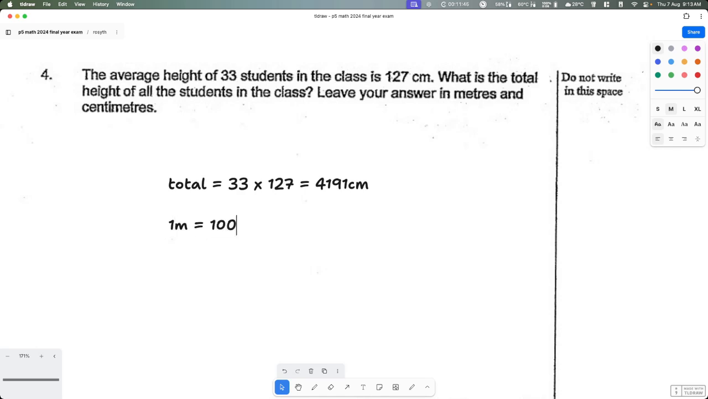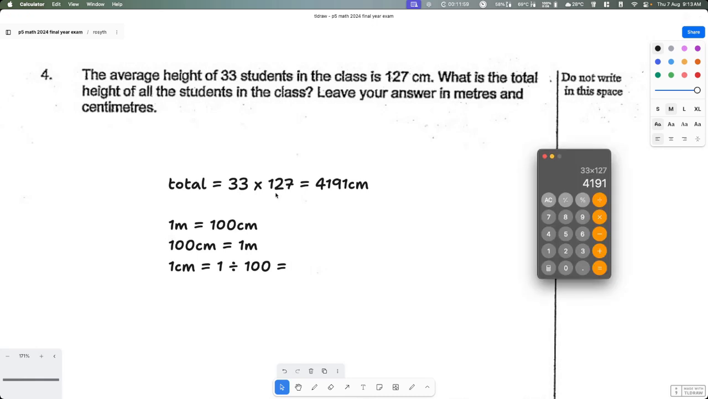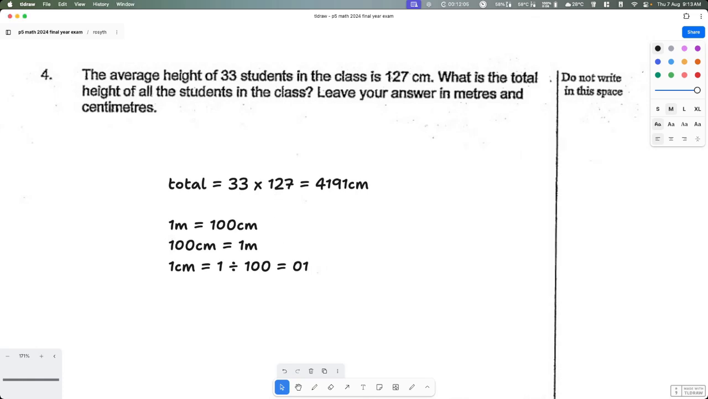1 meter is equal to 100 centimeters, and 100 centimeters equal to 1 meter. So 1 centimeter is equal to 1 divided by 100. We can use this as well, which is 0.01 meters. So in this case, leave your answers in meters and centimeters.